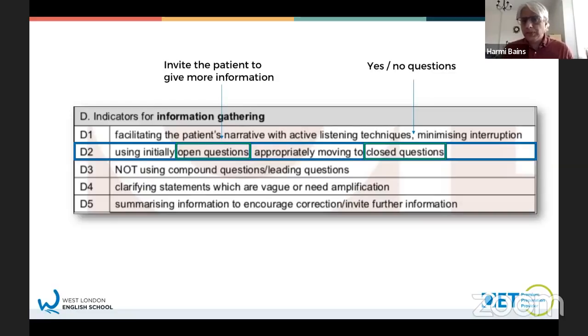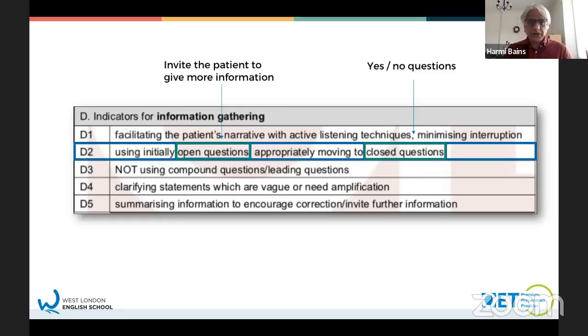So what you need to do in the OET exam is you've got to balance using open and closed questions. And you can see here, you actually get marks from moving from open to closed questions. We'll have a look at that in a moment. We'll have a look at an example. But first of all, let's just practice open questions again, because it's really worth making sure you can grammatically form correct questions as well.